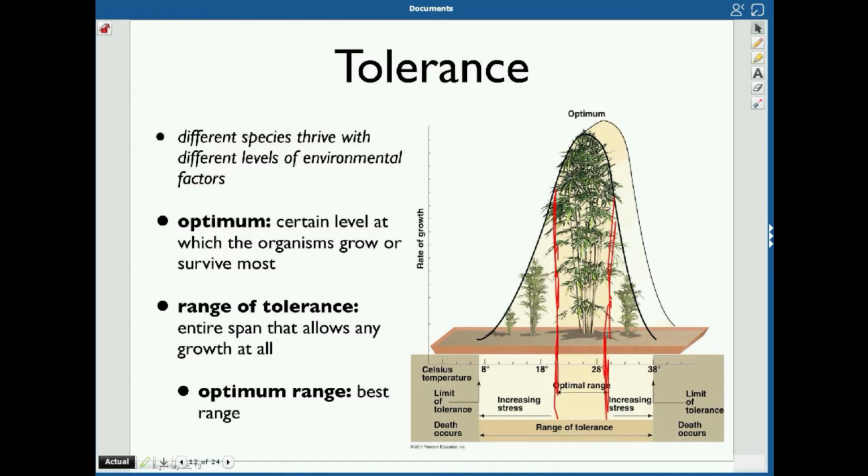Okay, and then your range of tolerance is the entire area where you can actually grow. So, for example, this plant can grow in this entire area, so this is the range of tolerance, and you see that here. Anything outside of this little bell curve, the plant can't grow, and so the plant will die. And it's either because it's too cold or it's too hot or whatever. There's not enough rain, there's too much rain, whatever it is, the plant can't grow in those extremes.